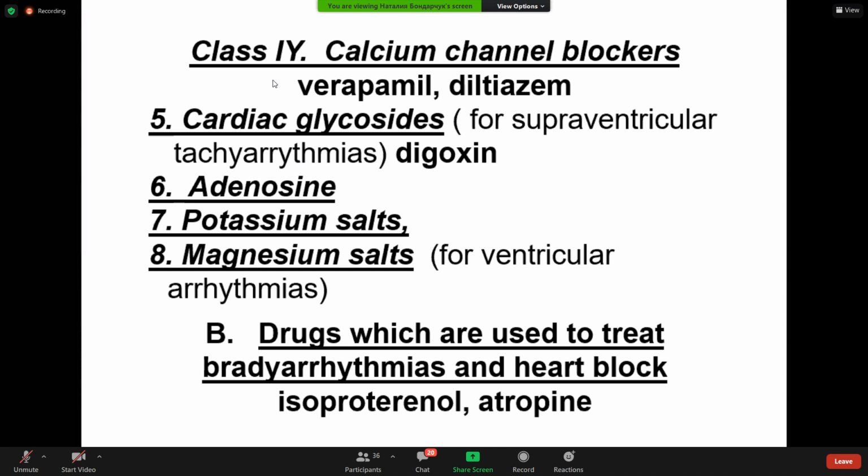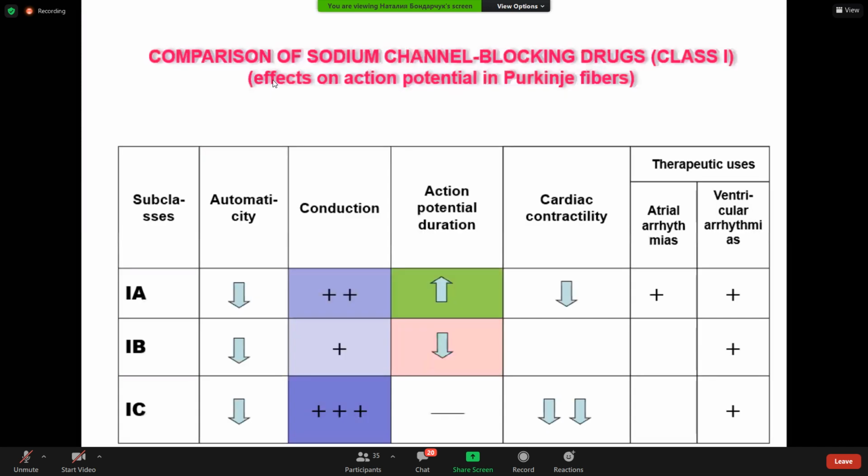And the last group, B, a large group, drugs which are used to treat bradyarrhythmias and heart block. Isoproterenol increases automaticity due to activation of beta-1 adrenoceptors in the heart and can be used to treat bradyarrhythmias, and atropine, due to inhibition of M2 cholinoceptors in atria and increased automaticity of AV node, can be used to treat heart block or AV block.